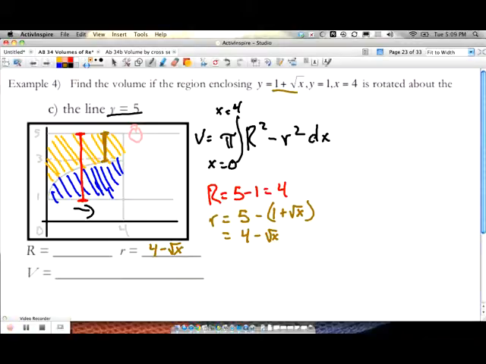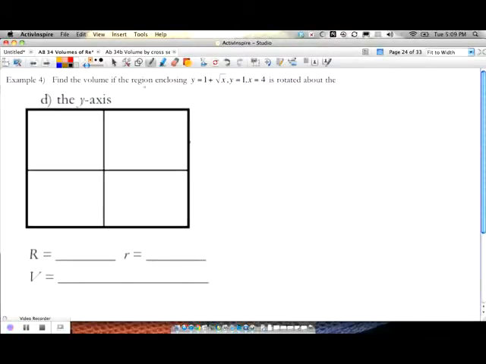Let's go ahead and fill out what the actual volume would be. The actual volume would be pi times the integral from 0 to 4 of 4 squared, that's my big R, minus the little r squared, which is 4 minus the square root of x, quantity squared, dx. Part D, now we're going to switch it up, start rotating the opposite direction. We're going to set it up with similar lines.